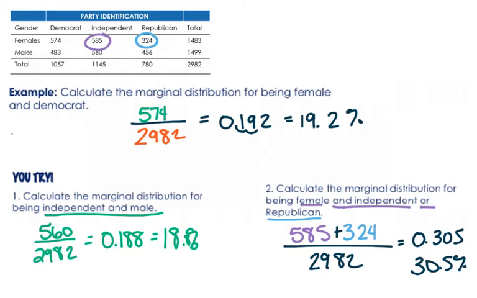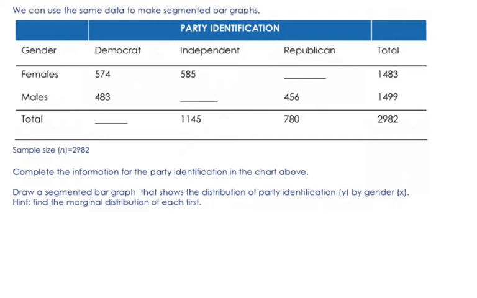Okay. Now let's try this one. So we can use the same data to make segmented bar graphs. So a segmented bar graph is going to be a bar graph, but it's going to be color-coded. So the bars are going to be different colors because they're going to represent different types of data. So I'll show you what I'm talking about.